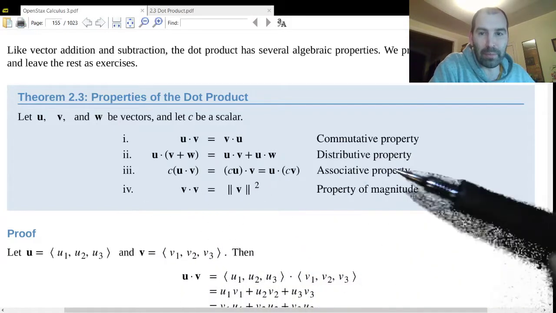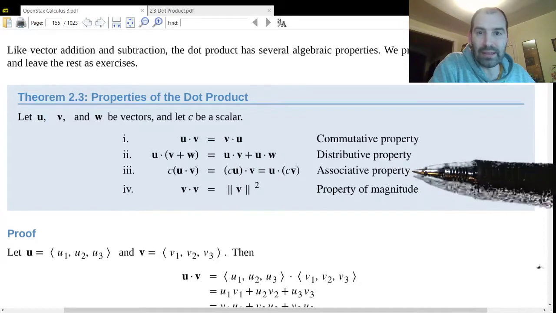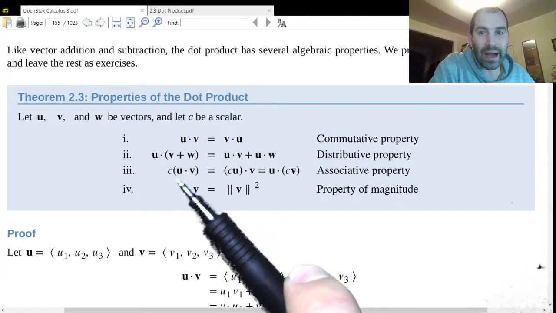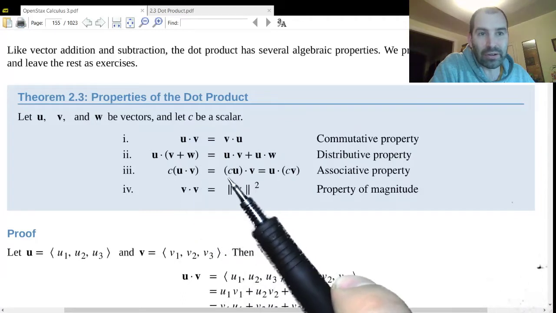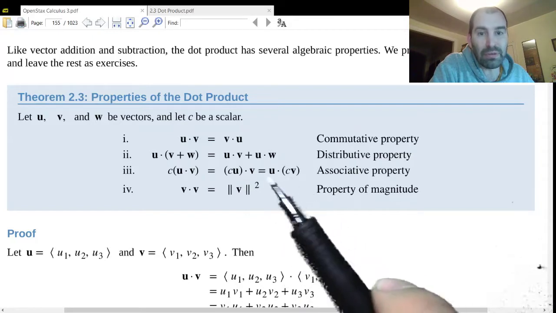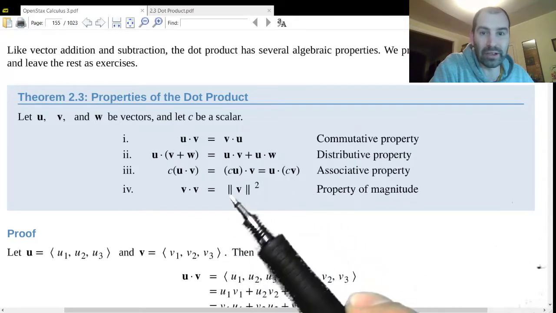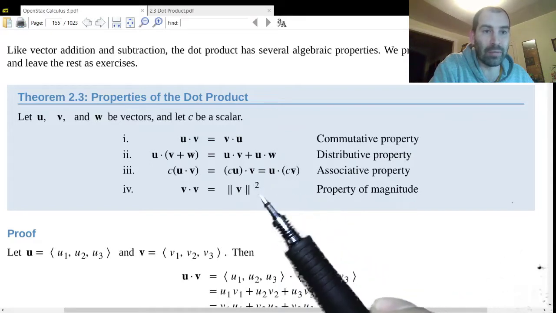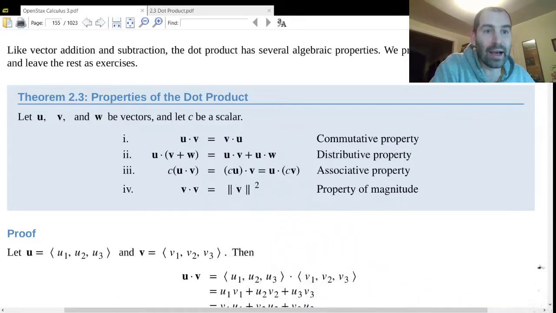The associative property, the third one, says that if I take a scalar and multiply it by a dot product, I can put that scalar alternatively on either one of those two vectors and scale them first before I take the dot product. So I could scale u and then take the dot product, or I could scale v and then take the dot product. Any way I do it, I get the same answer.